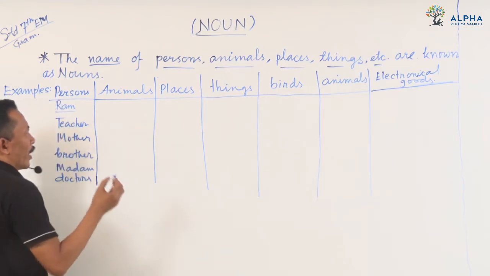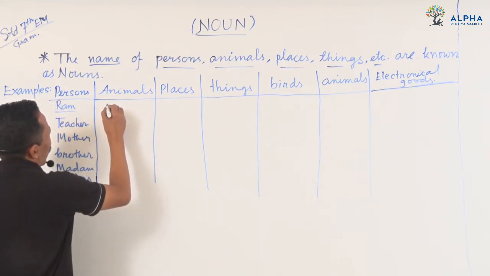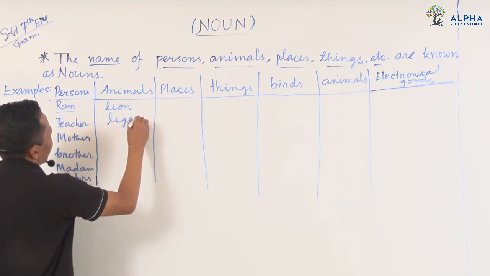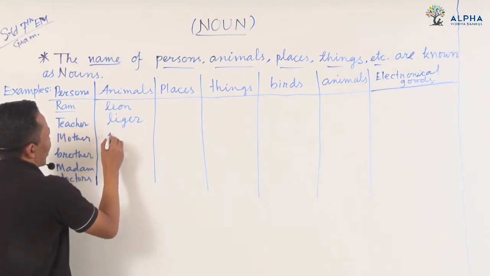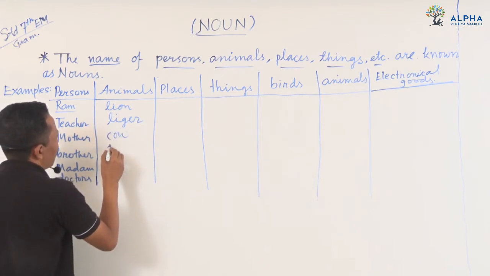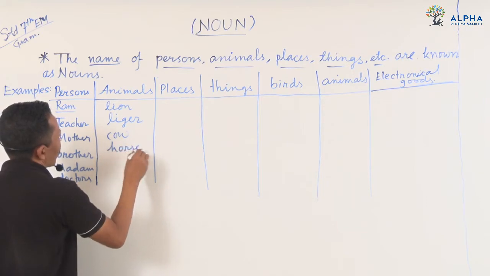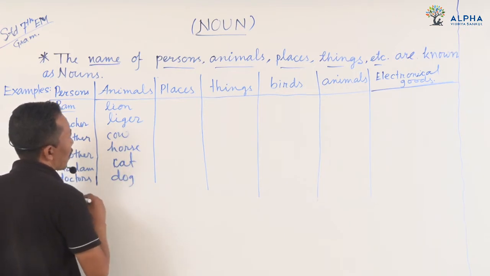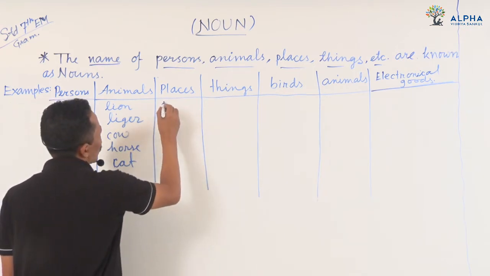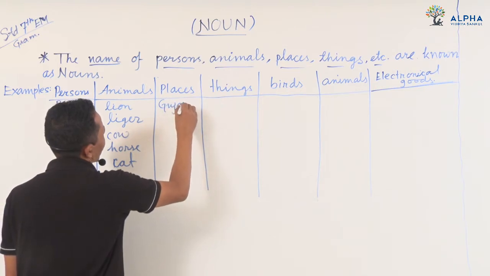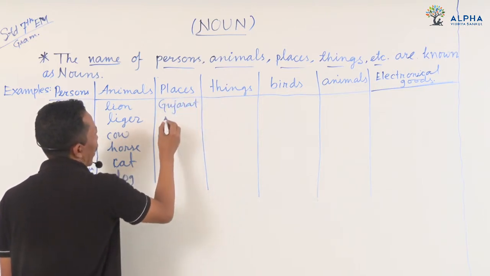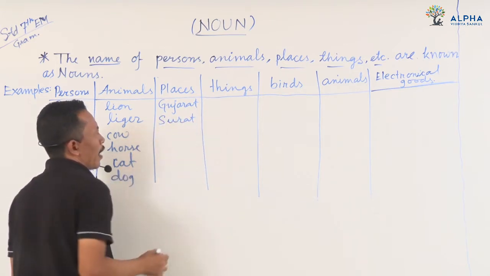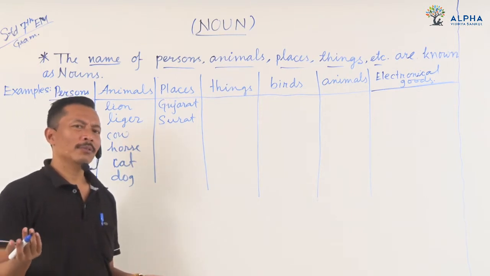And animals, you can say animals, wild animals, lion, tiger, domestic animals, cow, horse, cat, dog. Places, you can say place, Gujarat. Gujarat is a noun, okay? And if you take the name of Surat, city name, Surat is noun. Any city, Junagadh, noun. Your village also noun.